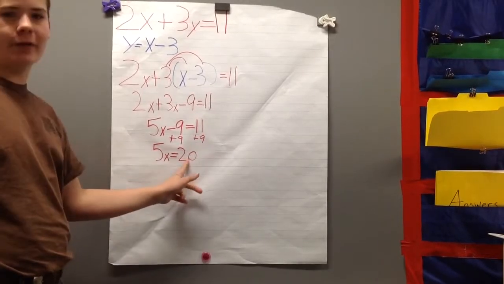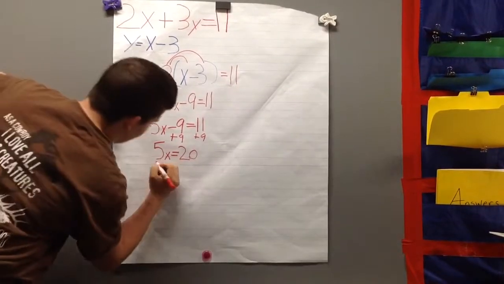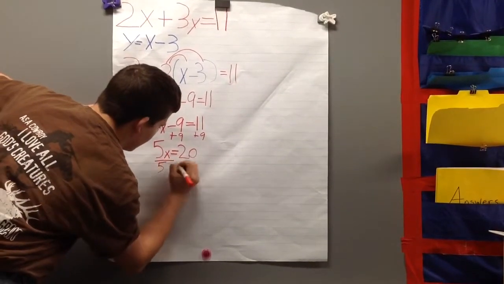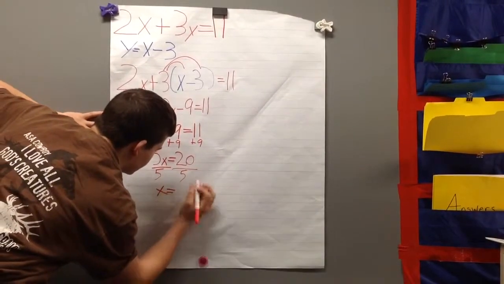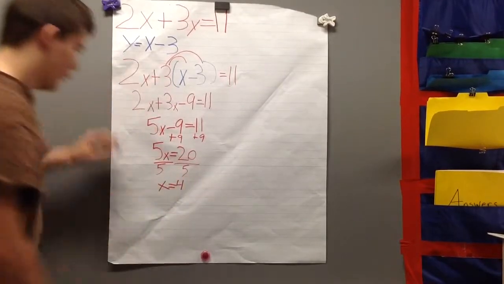Now to find x, you want to get x by itself. So we're going to divide by 5 on both sides. Divide by 5, divide by 5. Therefore x = 4, right?